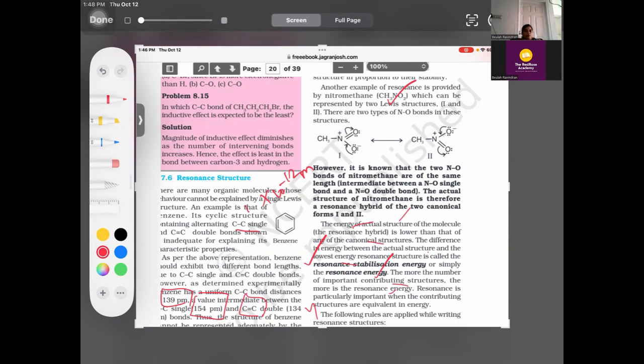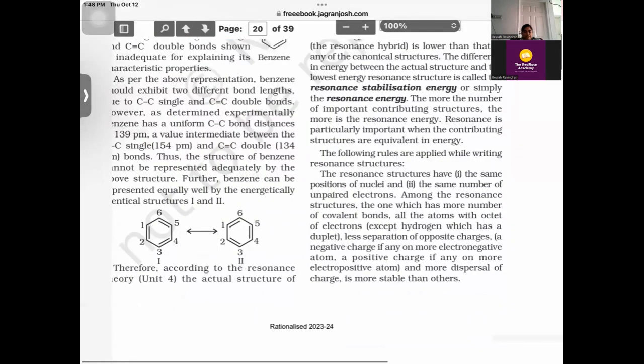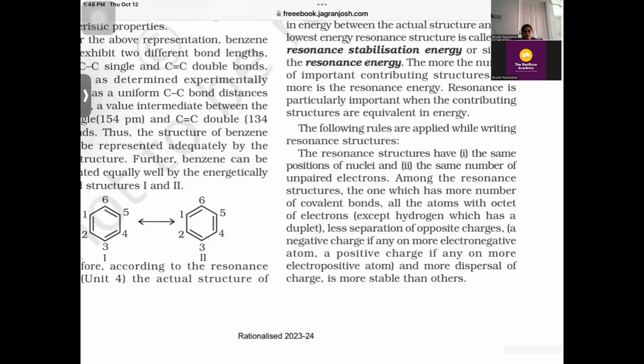We make sure both are equivalent. That means the actual energy and then the resonance energy. So there are rules applied to resonance structures.